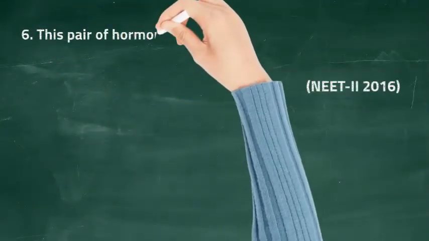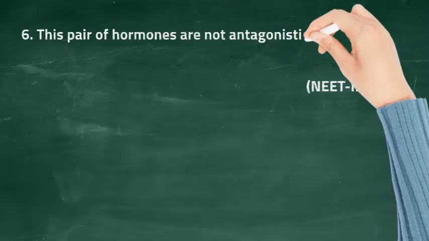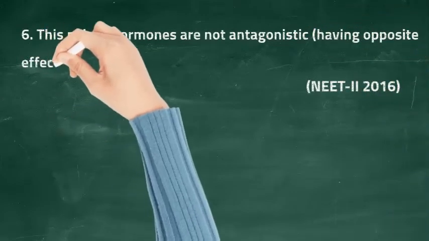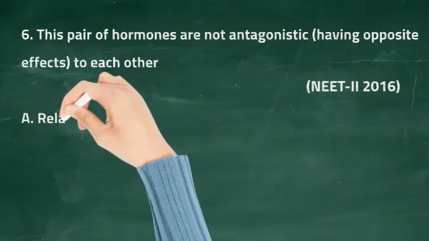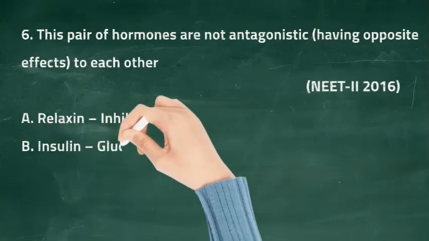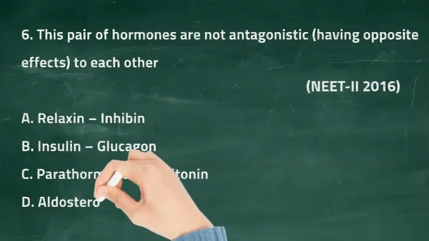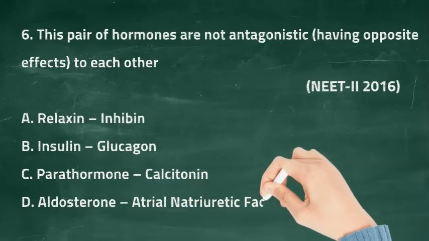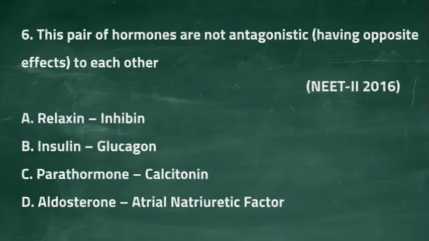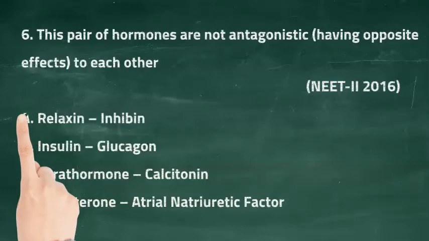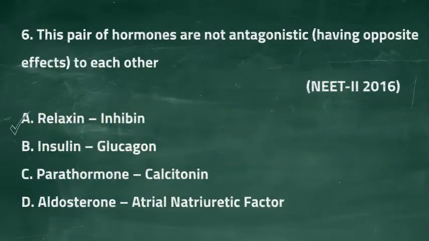Question 6. Which pair of hormones is not antagonistic, having opposite effects to each other? Option A is relaxin and inhibin, option B is insulin and glucagon, option C is parathormone and calcitonin, and option D is aldosterone and atrial natriuretic factor. So the right answer for this question is option A, relaxin and inhibin.